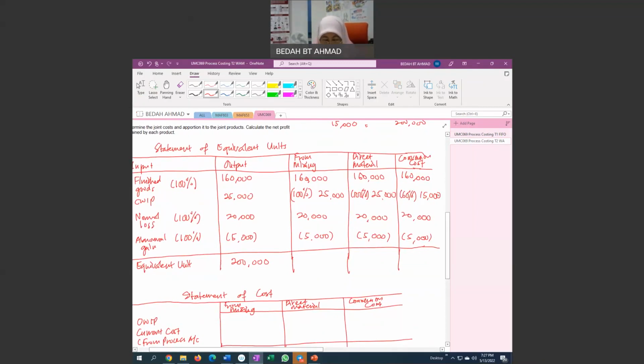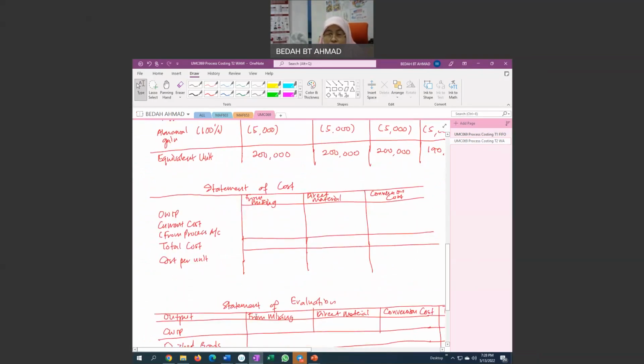Then we can add up to the total. So from mixing, it is 200,000 because 100% completed. For direct material, it is 200,000. Only for the conversion cost, since the degree of completion for the closing work in progress is only 60%, that makes less 10,000, which is 190,000. Okay, that finishes the statement of equivalent units.